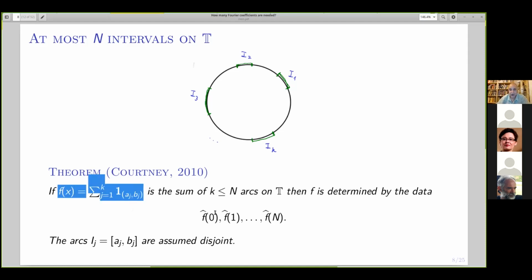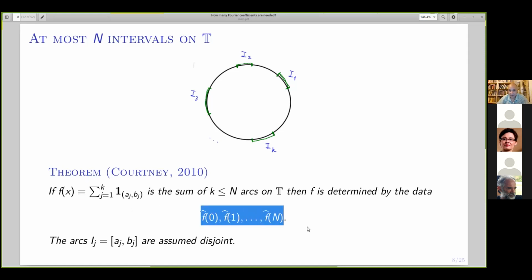How do we do this? All we have to know, this is what we're going to show, is these n plus 1 numbers. It's not as in the previous problem where we could actually shift and any 2n Fourier coefficients would suffice. Here we need to know those numbers.